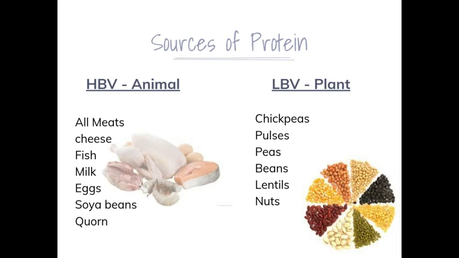Soya beans are an exception to the rule, so they are actually classed as HBV proteins because they contain all of the essential amino acids. So they're a really good source for a vegetarian because they do come from a plant, but they contain all the essential amino acids. Quorn products as well, they've been developed as an alternative to meat products, and they also contain all the essential amino acids. They're HBV proteins too. So they are another good source for a vegetarian.